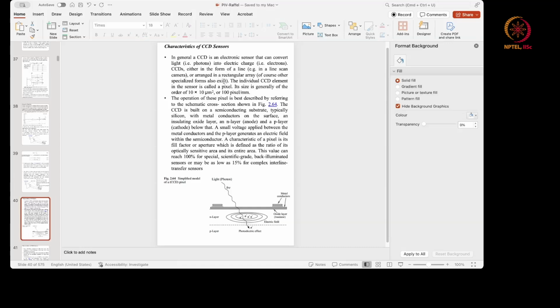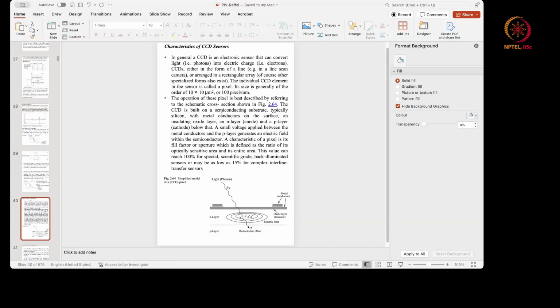Okay, so an array of a CCD camera consists of small elements we call pixels. The individual CCD element is called a pixel, and the pixel is usually 10 micron by 10 micron, or 100 pixels per millimeter. Okay, so how does it actually work?